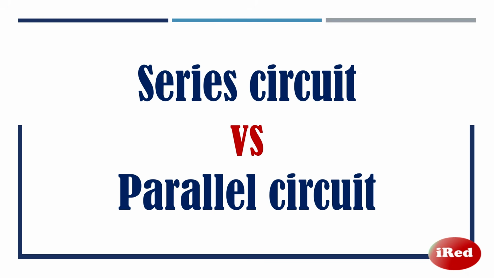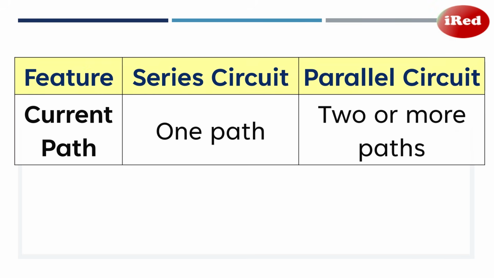Now that we learned the two fundamental types of electrical circuits, the series and parallel, let's compare series with parallel. Although both are electrical circuits, they differ in several important ways. First, let's look at the path of the current. A series circuit has only one path for electric current to flow. In contrast, a parallel circuit has two or more paths, allowing the current to flow through different branches.